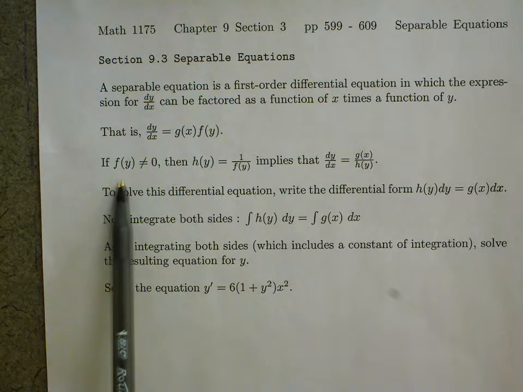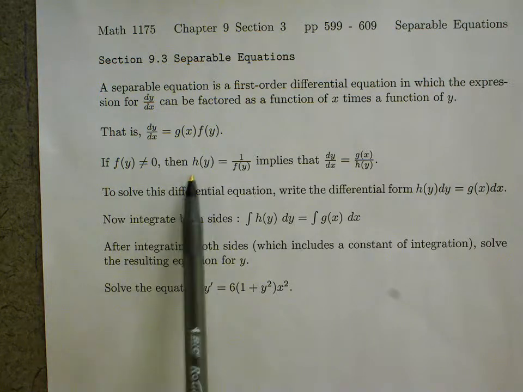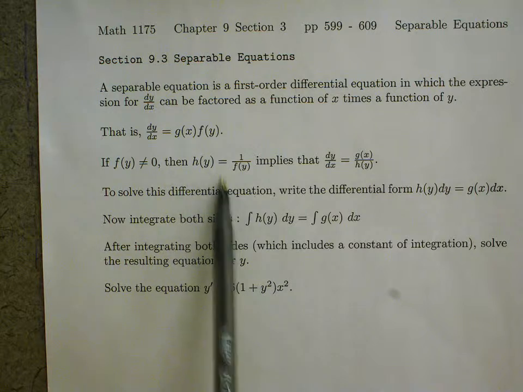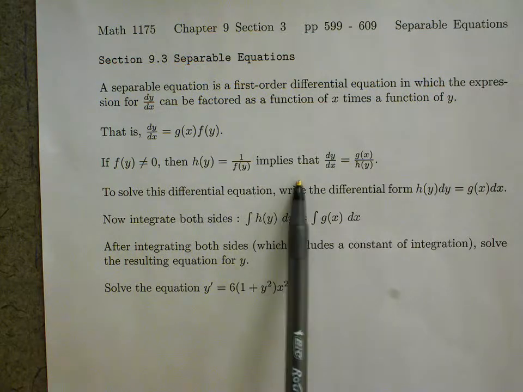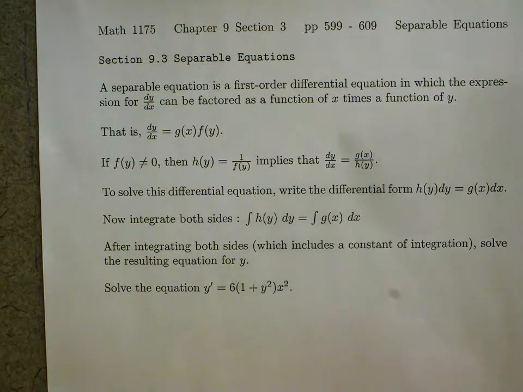If f of y does not equal 0, then h of y equals 1 over f of y, and that implies that dy/dx is equal to g of x over h of y.